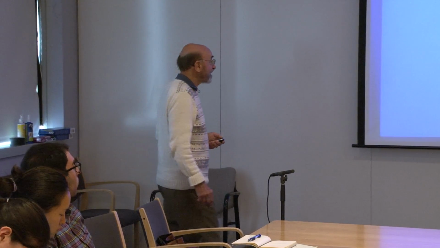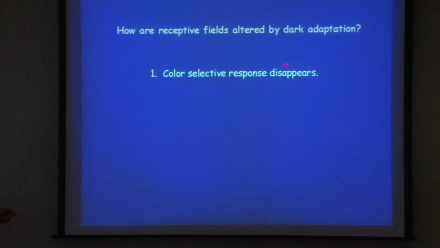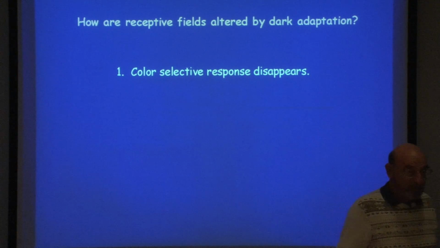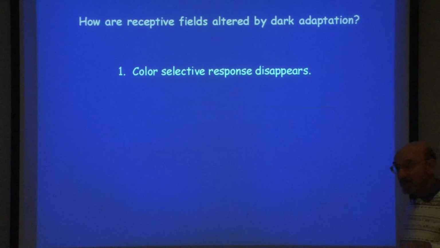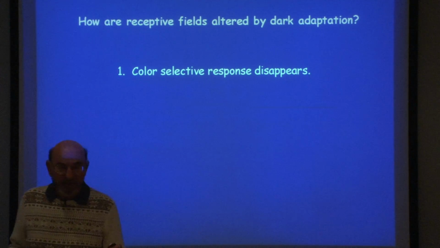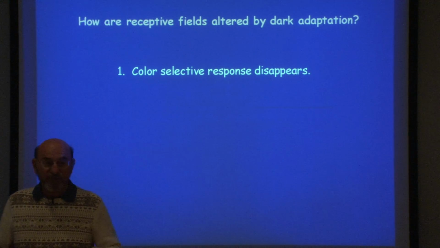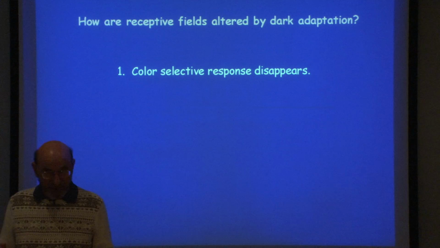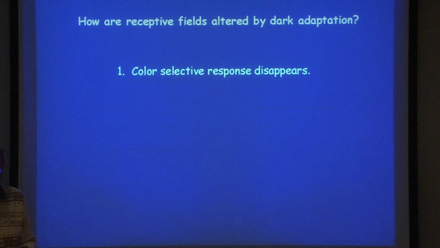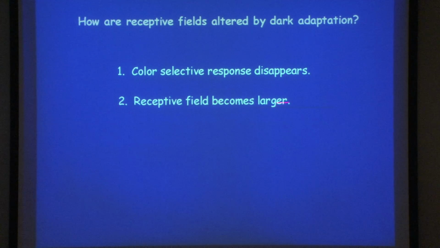The other thing that happened is that the color selectivity response disappears in the retinal ganglion cells. And not only that, but it disappears behaviorally. So when you look at a red rose at night, when only your rods are functional, it looks like a black rose. The rods cannot process color. Okay, they can only process light increment and decrement. Okay, again, just to reiterate, the receptive fields become larger.